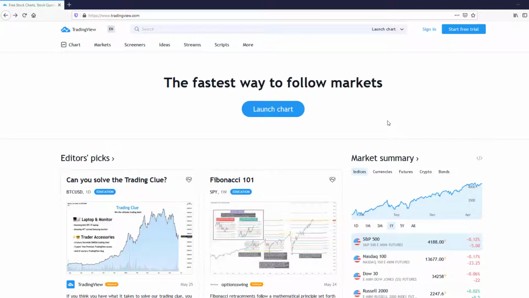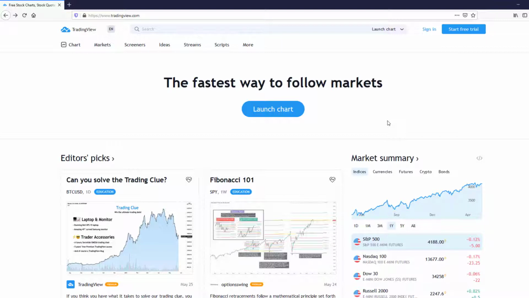Hey guys! Today, we will be using paper trade with Tradingview. Paper trade is a good way to learn how to trade. Paper trading does not incur loss or profit, which means you can build confidence and experience before entering the market.